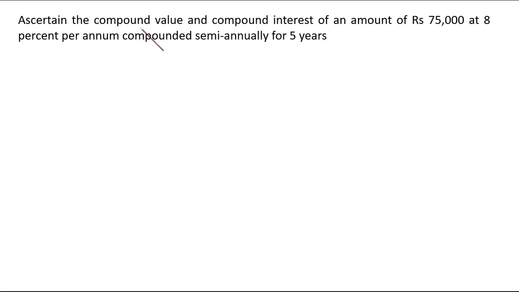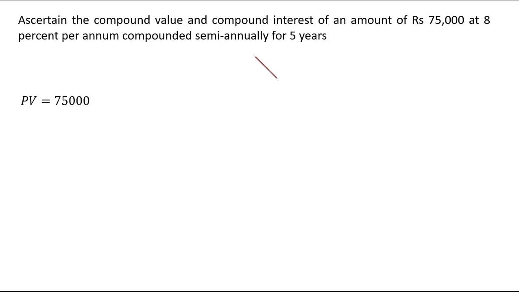Ascertain the compound value and compound interest of an amount of rupees 75,000 at 8% per annum compounded semi-annually for 5 years. So over here we know the present value is 75,000. But this is 8% per annum compounded semi-annually.